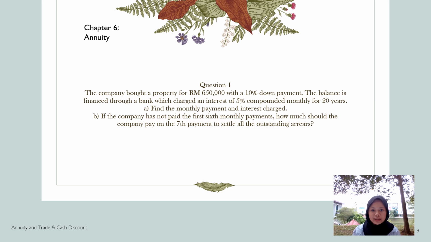Chapter 6, Annuity. This is the first question. The company bought a property for RM650,000 with a 10% down payment. The balance is financed through a bank which charges an interest of 5% compounded monthly for 20 years. A. Find the monthly payment and interest charge. B. If the company has not paid the first 6 monthly payments, how much should the company pay on the seventh payment to settle all outstanding arrears?